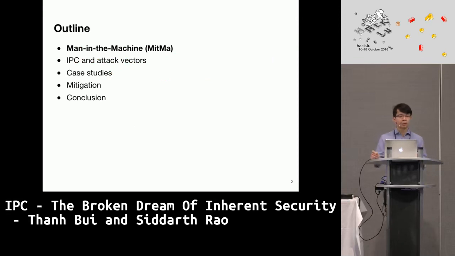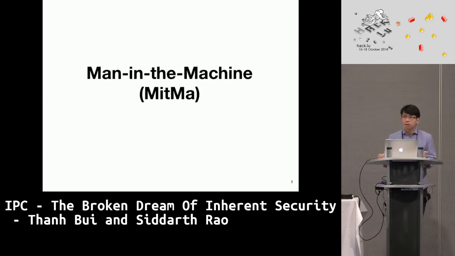So the structure of the talk is as follows. I first discuss the threat model that we call man-in-the-machine, or MITMA, and then I will warm up with some basics about IPC and its attack vectors, which make many software vulnerable to the MITMA threat model. I will then go through some case studies of real-world software applications that are vulnerable to the MITMA attack model. And finally, I will sum up with some mitigation mechanisms. All right, so let us get started.